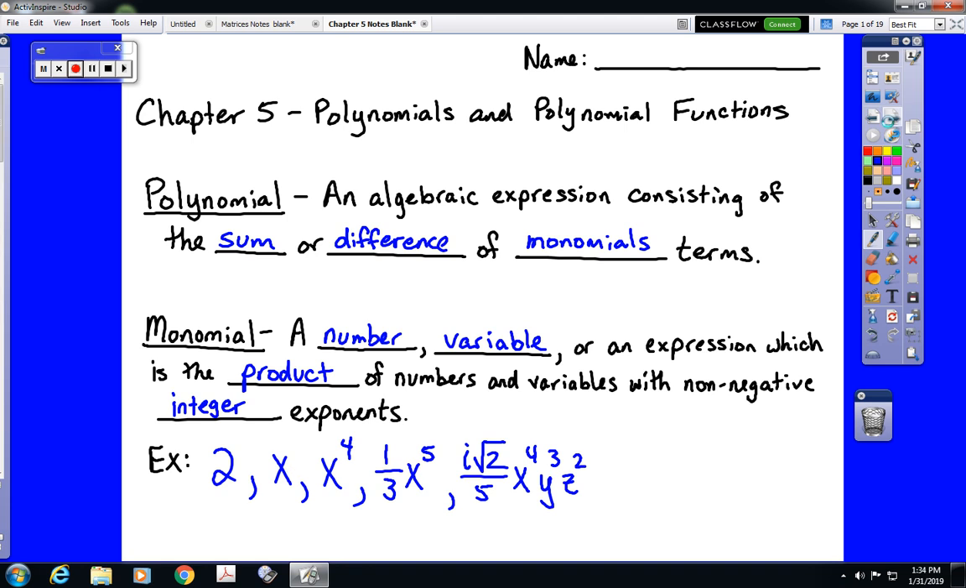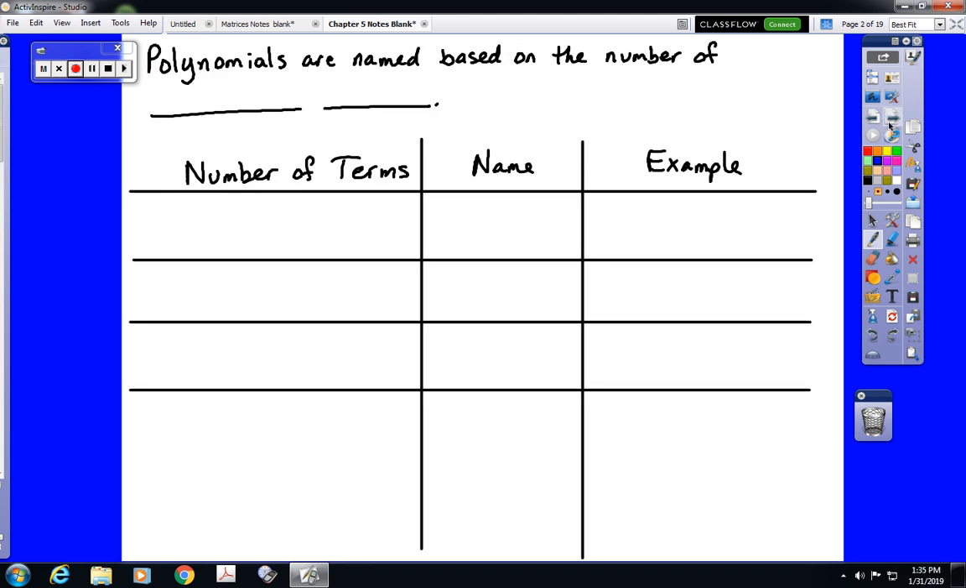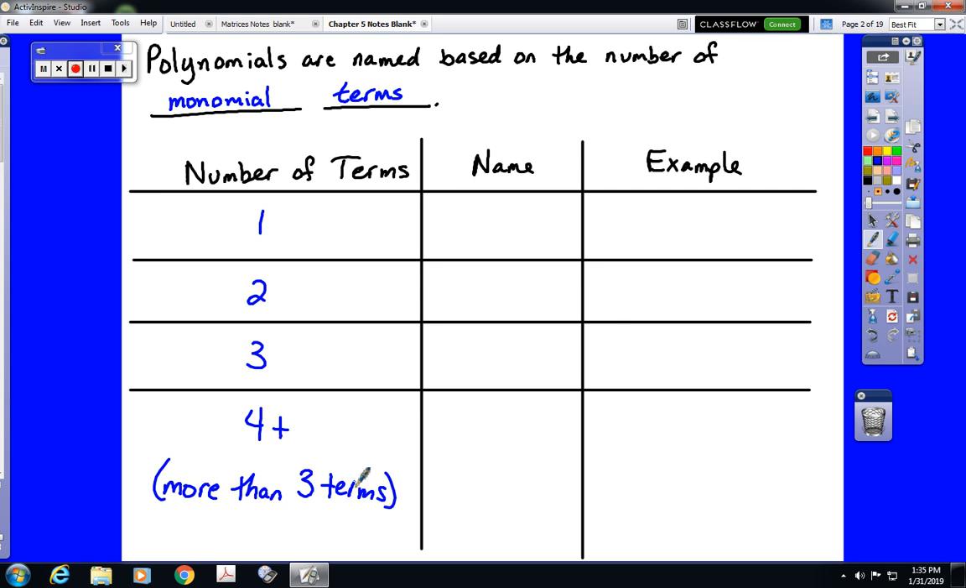Okay, so polynomials are named based on the number of monomial terms that they have. And this should not be new information either, as it is covered in Algebra 1. We should remember from Algebra 1 that several different number of terms have special names. A polynomial with one monomial term is a monomial. We have several examples of that on the previous page, so we'll just give one here as an example.